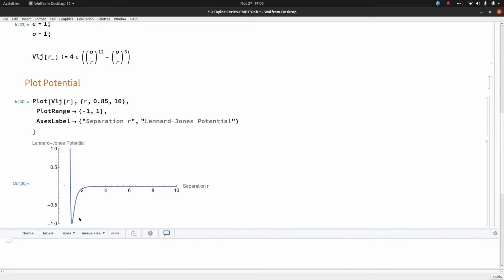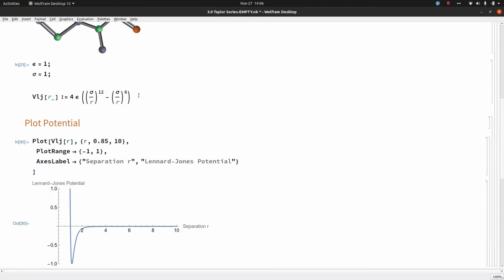It's just, you've got some binding energy. Binding energies are always negative. You've got some binding energy that is in the 1 to 2 units of distance separation here. Okay, so that's the Lennard-Jones potential, but what the heck does this have to do with a Taylor series? This is not a polynomial expansion.